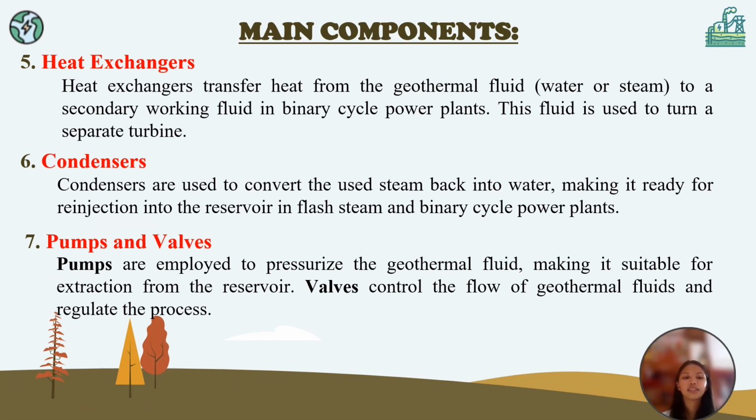Sixth component is the condenser or condensers. They are used to convert the used steam back into water, making it ready for injection into the reservoir in flash steam and binary cycle power plants. Seventh are pumps and valves. Pumps are employed to pressurize the geothermal fluid, making it suitable for extraction from the reservoir. Valves, on the other hand, control the flow of geothermal fluids and regulate the process.